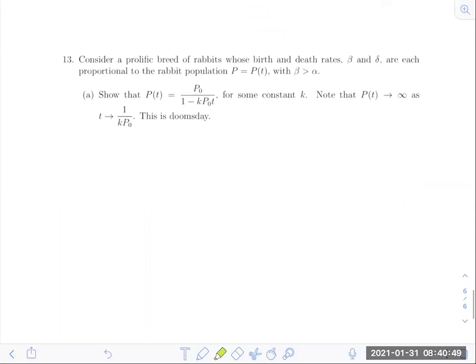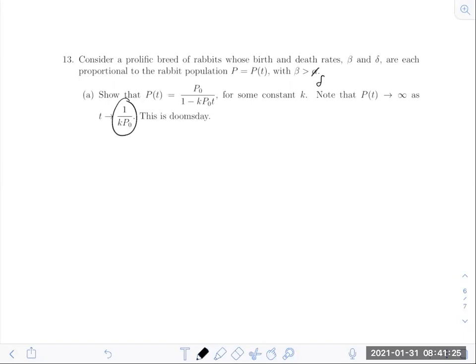All right, problem 13 from the text. Consider a prolific breed of rabbits whose birth and death rates, beta and delta, are each proportional to the rabbit population P of T, where the birth rate is higher than the death rate. Oops, that alpha should be a delta. All right, so we want to show, first of all, that the population can be given by this expression for some constant K. And then we also want to note that the population tends to infinity. In other words, doomsday is occurring as T approaches this constant value.